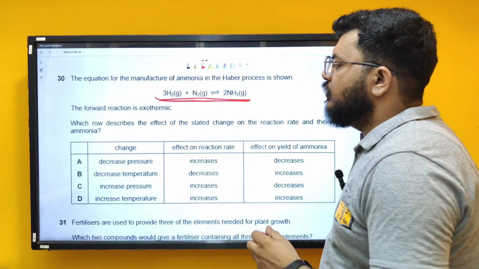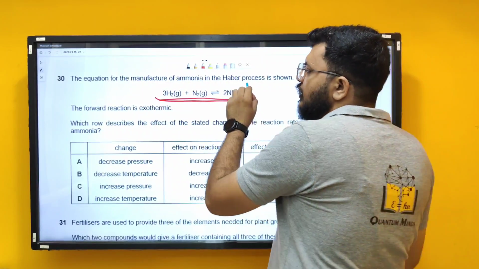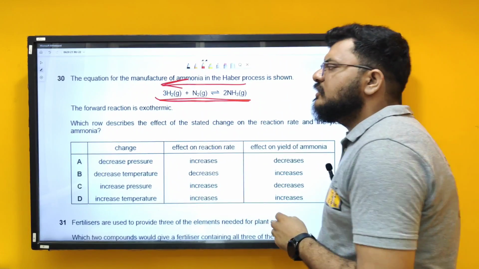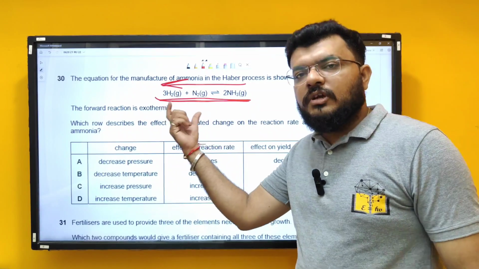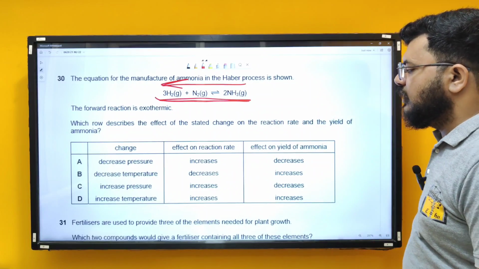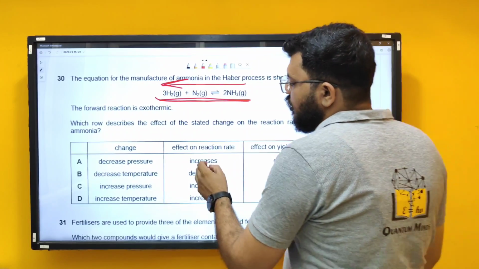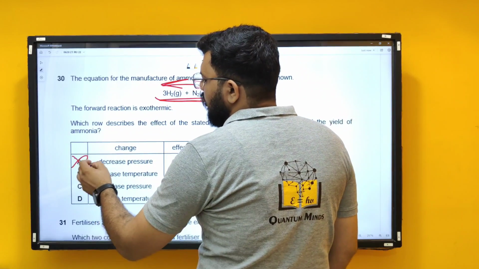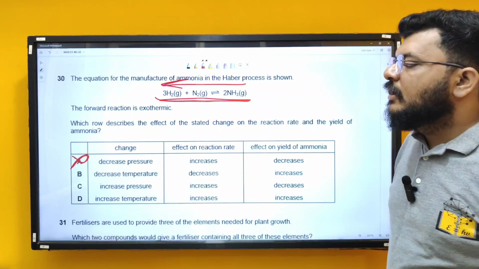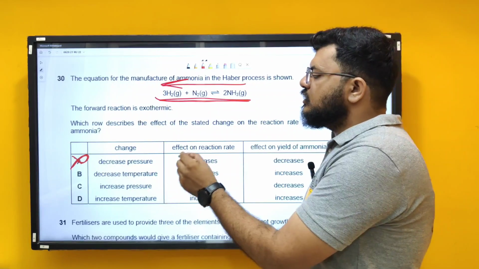And here what will happen when you decrease the pressure? The equilibrium shifts towards left hand side because there are more moles on left hand side and less moles on right hand side. So effect on yield of ammonia decreases, yes, but it does not have any role in the rate of reaction. So this is not correct. Then we have change, decrease temperature.